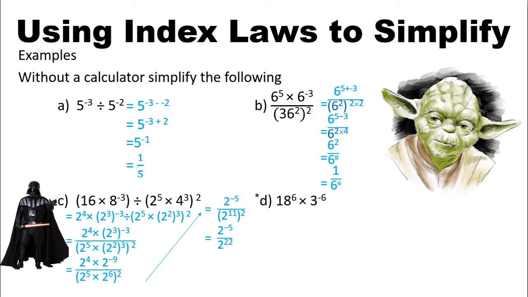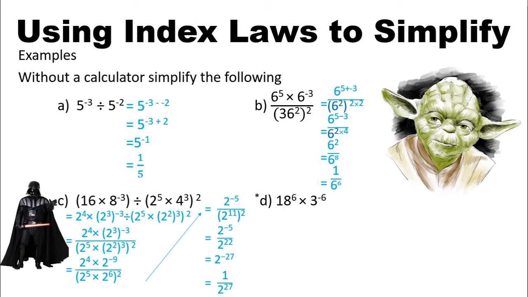Finally, this is a division. A fraction is always a numerator divided by a denominator. So this is 2 to the power of negative 5 minus 22, which is 2 to the power of negative 27, which is 1 over 2 to the power of 27.